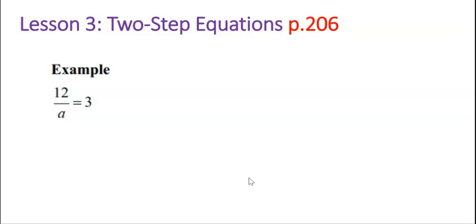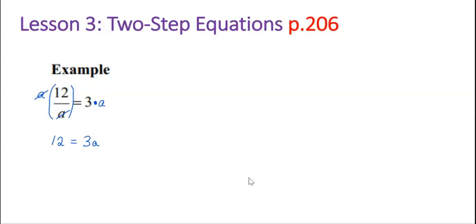So what we need to do here is actually get a out of the denominator. We need to get a out by multiplying it. It's being divided there. So we're going to multiply by a on both sides. And I'm going to show that with a raised dot just to show it. So it may seem funny, but we're going to get rid of a on the one side, leaving us with 12. And we're going to multiply on the other side. 3 times a is 3a. And now we've gotten that variable out of the denominator.